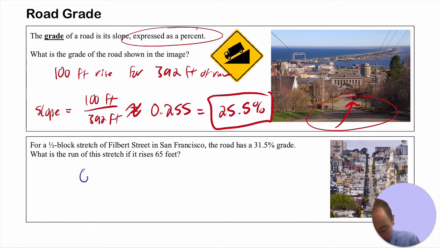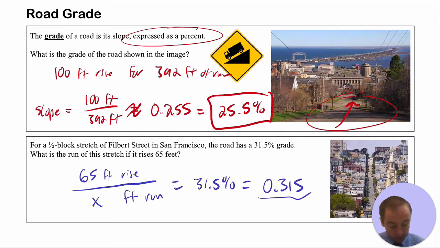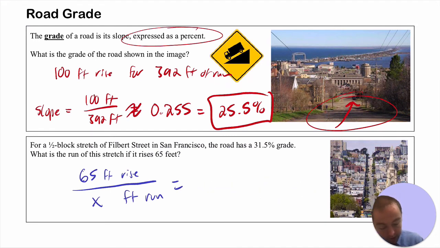So we know that if we take a 65-foot rise, and then we divide that by some unknown feet of run, let's just call that x, it's going to end up giving you this 31.5%. So I'll write 31.5%, but what's going to be useful for us is recognizing that 31.5% is the number 0.315, and that's what we want to be able to use. And so it's just a matter of solving for x right here.